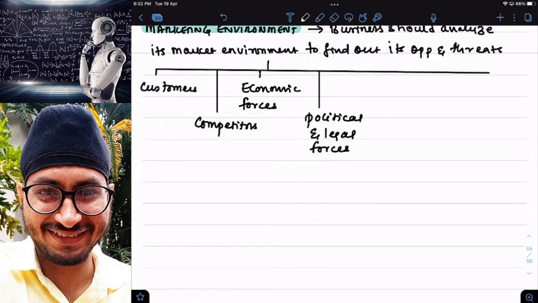Then technological factors, technological forces. Examples are change in technology. How fast is the technology changing? If technology changes fast, I should also update my technology. Then we have social and cultural forces.